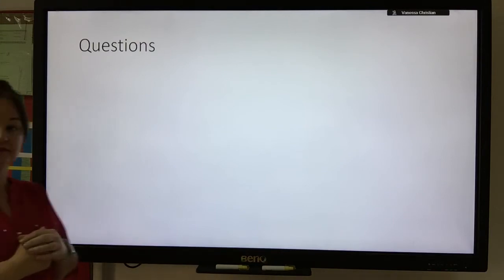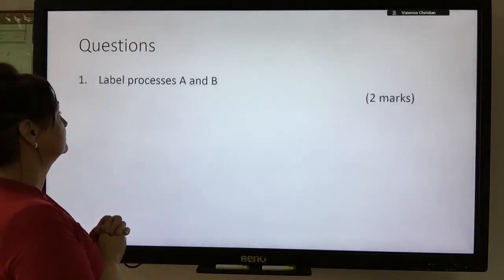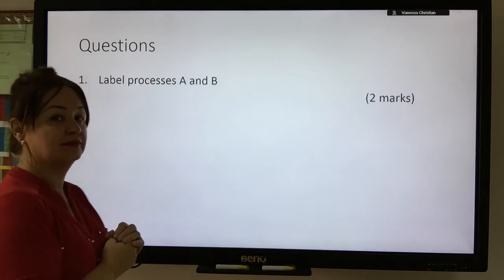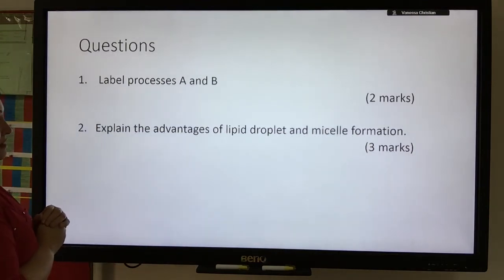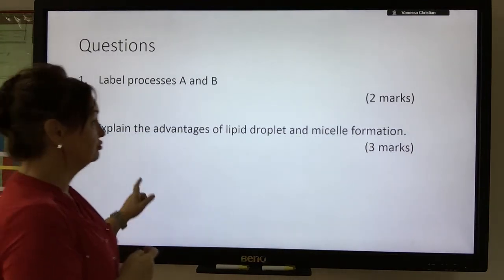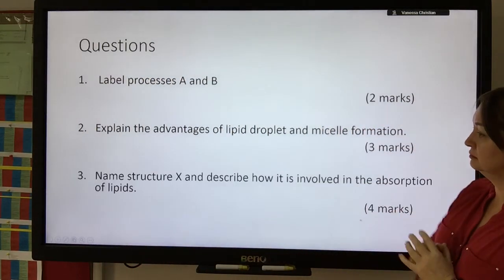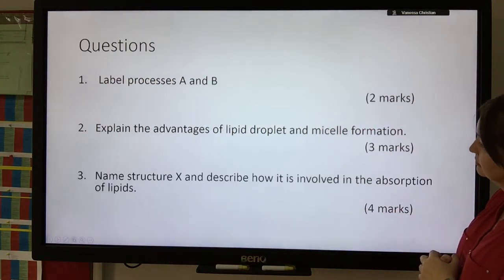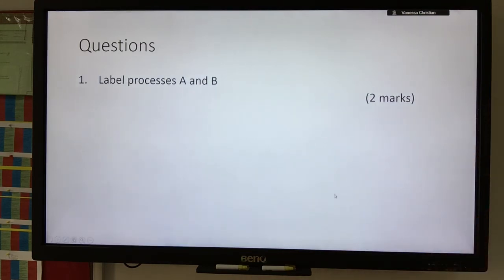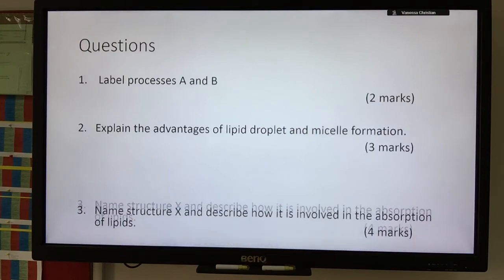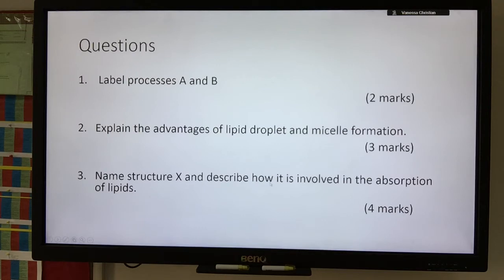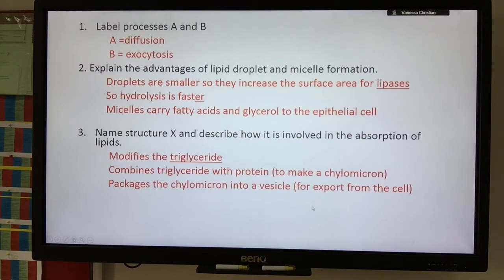Okay, so let's have a look at some exam-style questions. First one is straightforward. It just asks you to label the processes A and B. We're talking, of course, here to the diagram that I drew on the paper earlier. The second one wants the advantages of both lipid droplet formation and of micelle formation. And the third one wants you to name structure X and describe how it's involved in lipid absorption. Now, question 1 is straightforward, but question 2 asks you for advantages of lipid droplets and micelle formation. So you need to refer to both of them, especially as it's worth 3 marks.